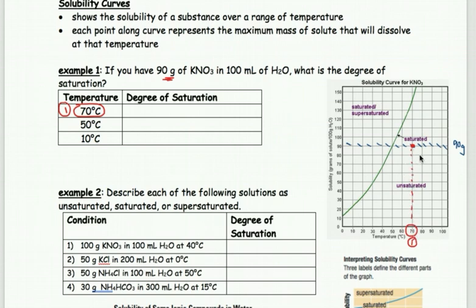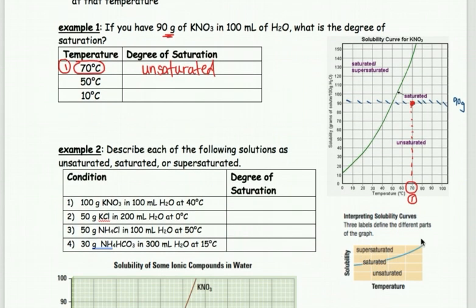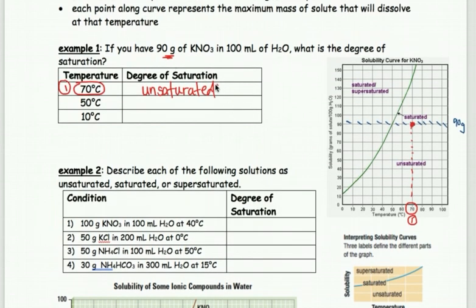So if you're looking here, in this region here, this is all unsaturated. So basically, if you have a temperature of 70 degrees and you dump in 90 grams of potassium nitrate, it will dissolve and you still have space to add even more. Okay, so you would say here that this solution is unsaturated because it's in the unsaturated zone. Again, it's below the line here, below the curve. So when it's below, it's unsaturated. At the line, it's saturated. Above it is supersaturated.